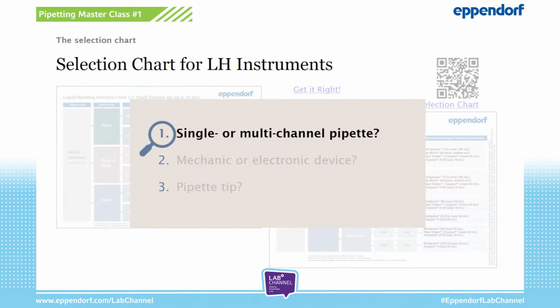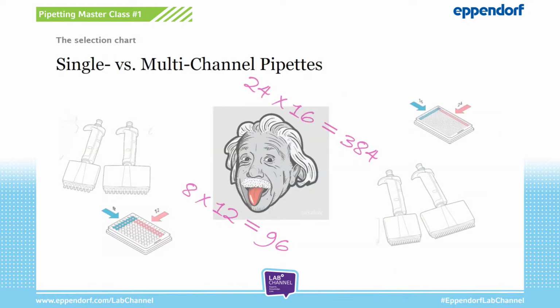In general, you can always use a single-channel pipette. That's not wrong. However, multi-channel pipettes can make your life in the lab much easier and save you a lot of time, and also minimize the error rate and in turn increase the reproducibility of your results. Why? Let's have a look at the next slide.